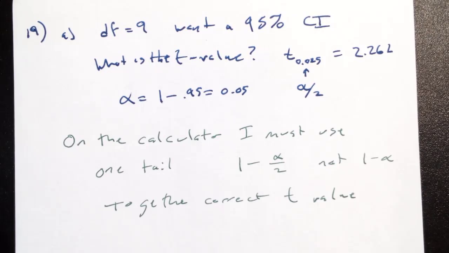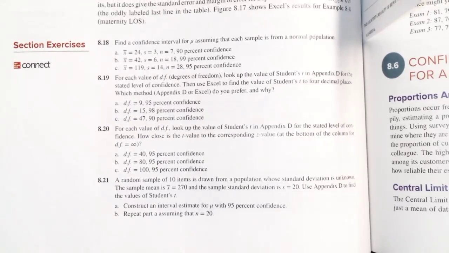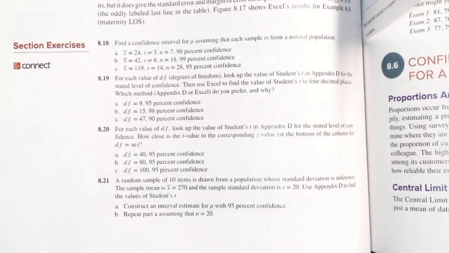Well, to make a confidence interval, I need another piece of information. I need to know the mean and the standard deviation for the problem in question. So let's take a look at problem number 21 here. A sample of 10 items is drawn. We don't know the population standard deviation. So we look at our sample, we say, hey, look, the mean is 270, and the standard deviation from our group of 10 is only 20. So we know the sample standard deviation and the sample mean. Let's make a 95% confidence interval.